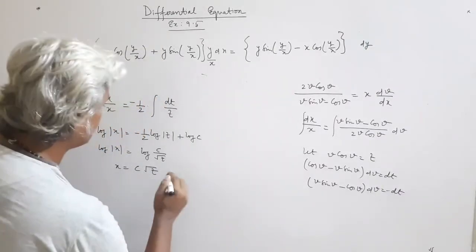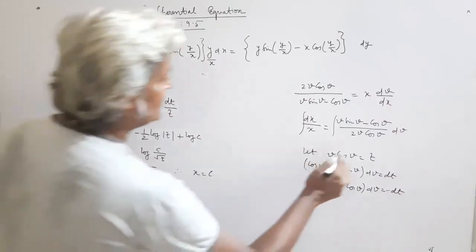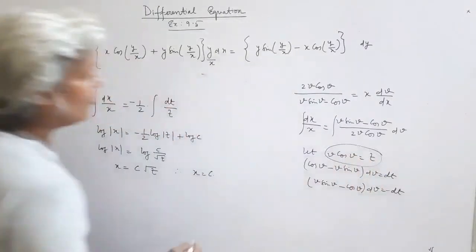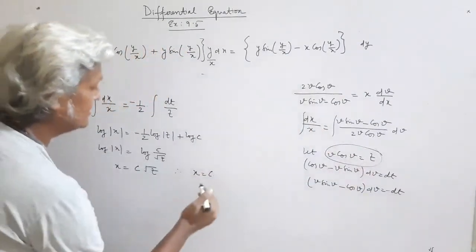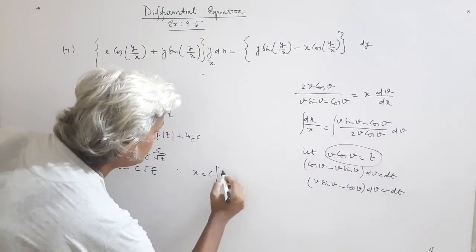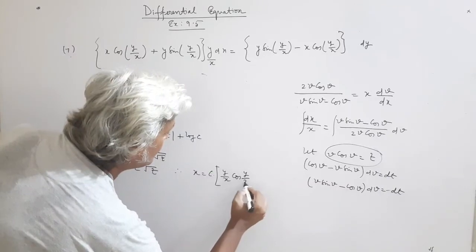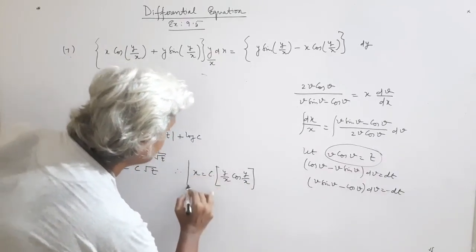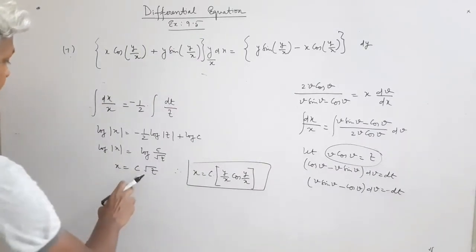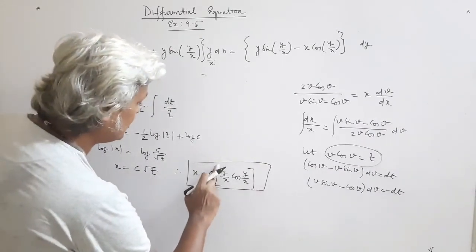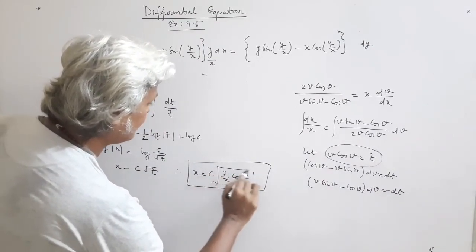Now pay attention to this, therefore x is c, what is t? T is this part, what is in this t? We have got v, and what is v? That is y over x. So c times y by x cos y by x. This is the answer what I am getting, c root t. So this all should be inside the root, and I think I am right.